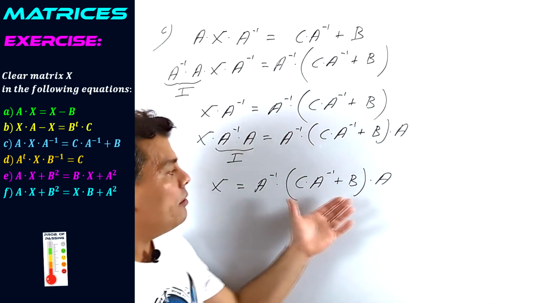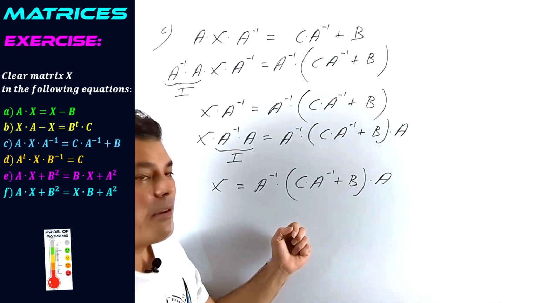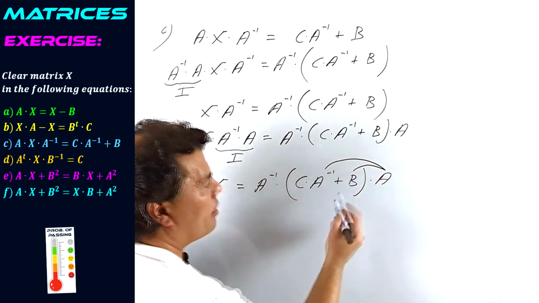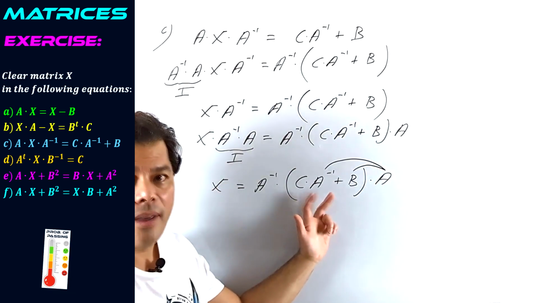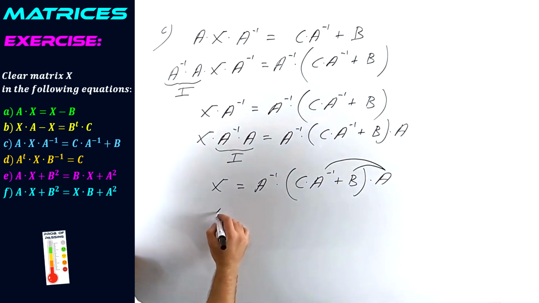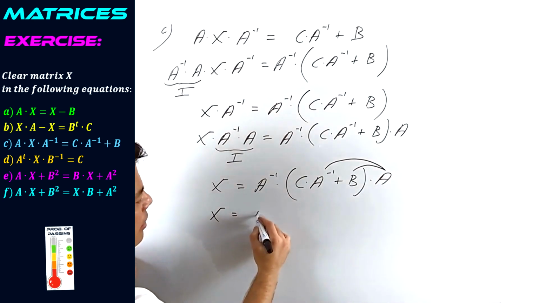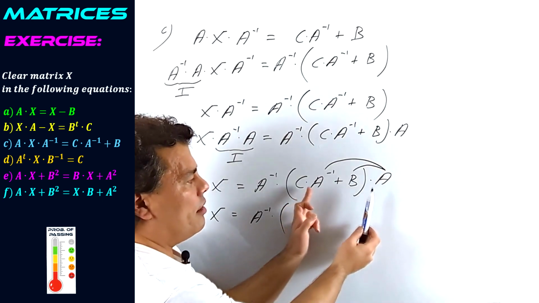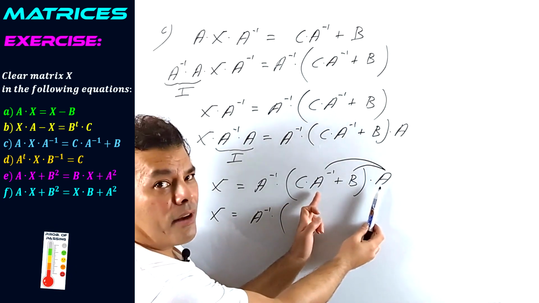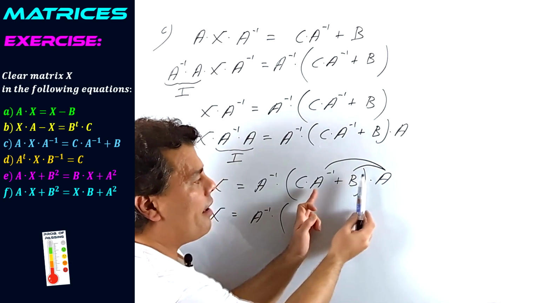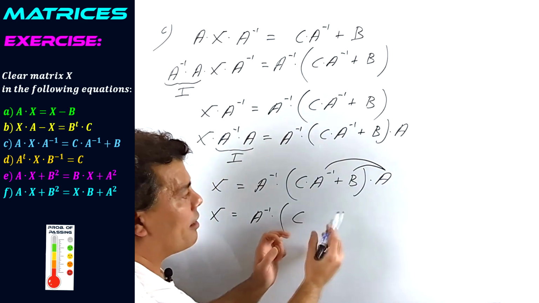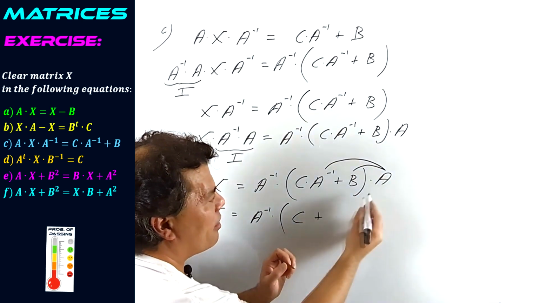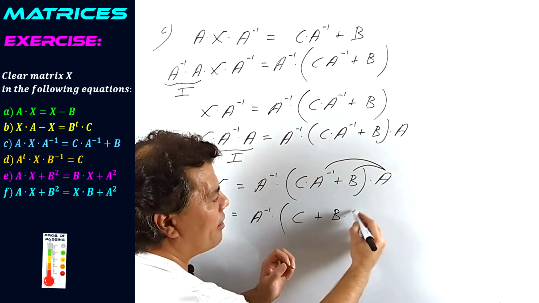And well, in order to make it as simple as possible, we can multiply matrix A to these two terms. Why? Look, X equals A to the negative 1 C multiplying A to the negative 1 multiplying A is C, isn't it? And there you have B multiplying A.